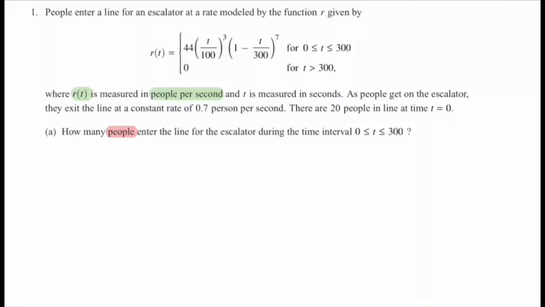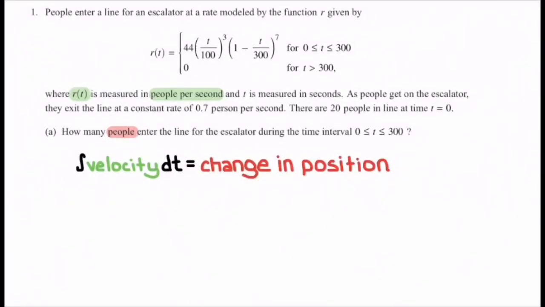RFT is measured in people per second. This is the type of label that is on a velocity function. The question being asked is how many people. This is the type of label on a position function. The integral of velocity is the change in position.